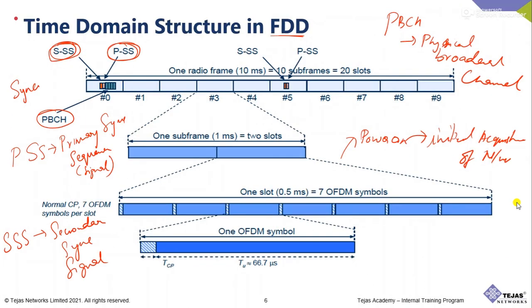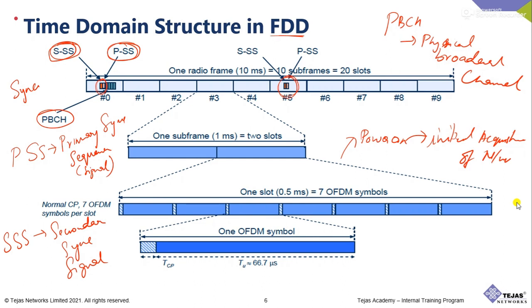Just look carefully where PSS and SSS is coming. Just see this. PSS is coming in where? In the 0th subframe and 5th subframe. That's all. Remember this, in a frame, PSS comes in the 0th subframe and the 5th subframe. So it comes 2 times in a frame. Remember this, PSS and SSS come 2 times in a frame.